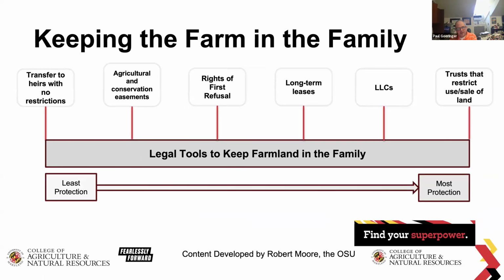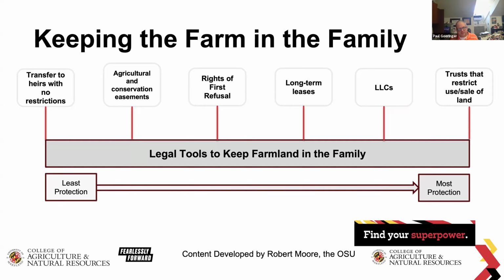And as I tell everybody, I stole this slide from Robert Moore at The Ohio State University. I saw it in a presentation about a year ago and really liked the way he laid it out. So I just kind of duplicated it here for you. So if our goals are to keep the farmland in the family, we think about tools that will provide us with the ability to do that and ensure that goal stays as something we want to do.